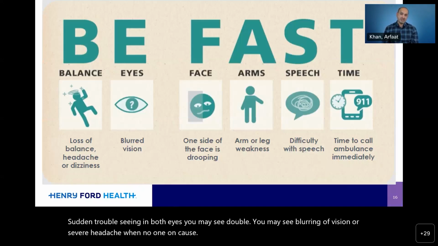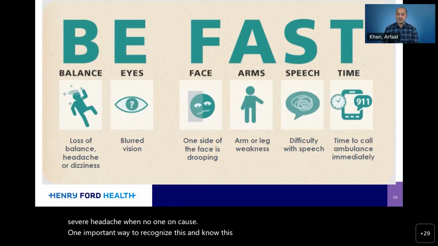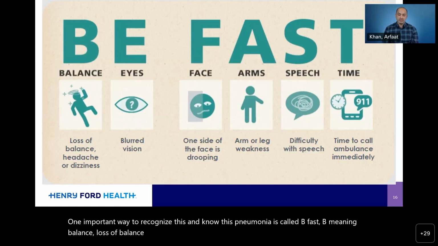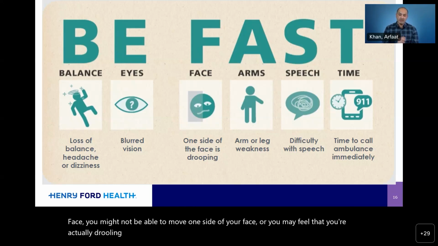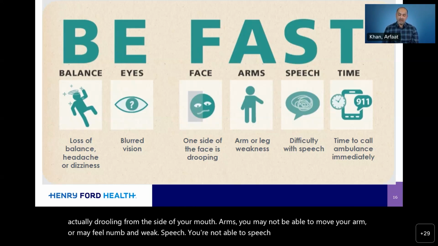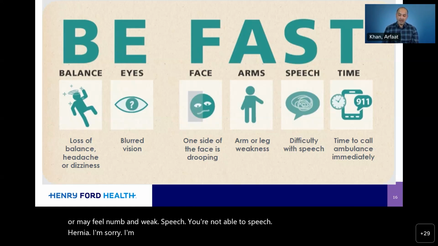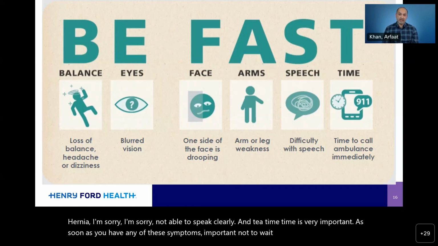One important way to recognize this and know this mnemonic is called BE FAST. B meaning balance, loss of balance. E, eyes, your eyes may seem droopy, you may have blurred vision. F, face, you might not be able to move one side of your face, or you may feel that you're drooling from the side of your mouth. A, arms, you may not be able to move your arm, or you may feel numb and weak. S, speech, you're not able to speak clearly. And T, time. Time is very important. As soon as you have any of these symptoms, it's important not to wait, and you should call 911 immediately.